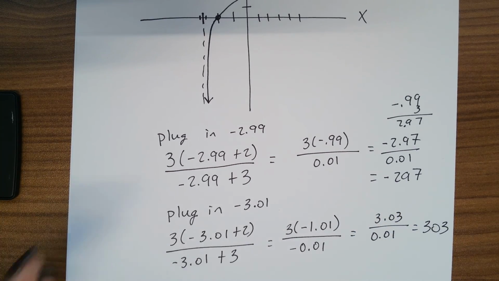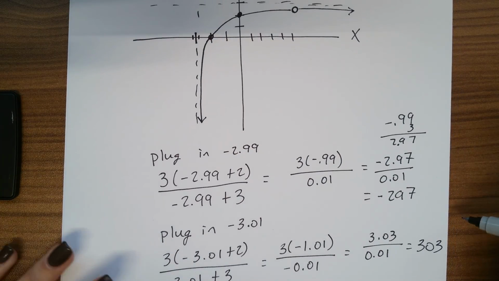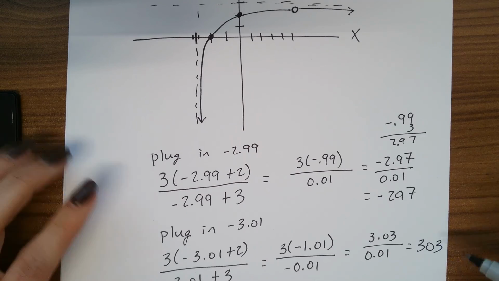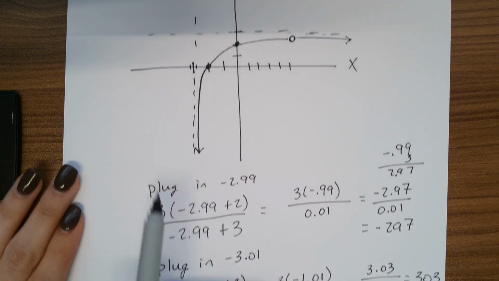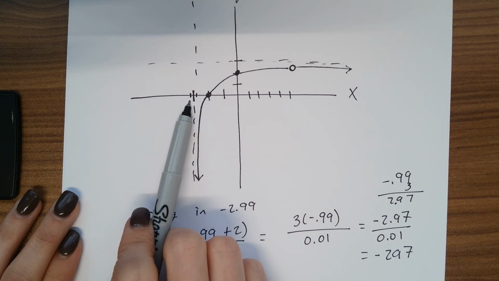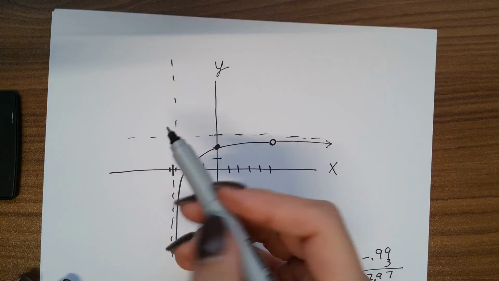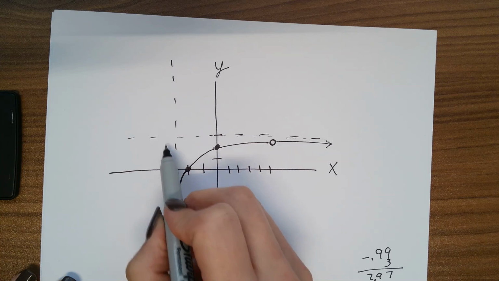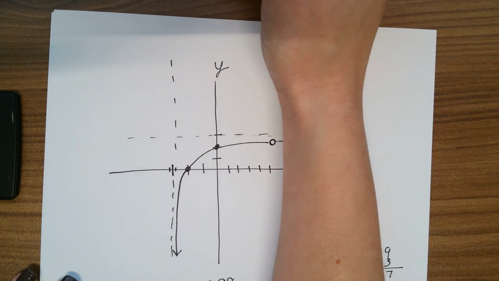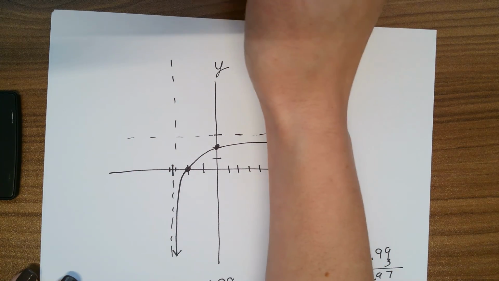And of course, if you have a calculator, you can plug that in and check my work. I'm pretty sure I'm right, but no harm in double checking. But so what does this tell me? At negative 3.01, which is just to the left of my asymptote, I'm already at positive 303. So that means that right here, I'm already way off my graph at positive 303. You can't even see my hand anymore.